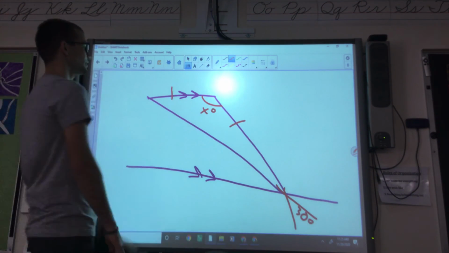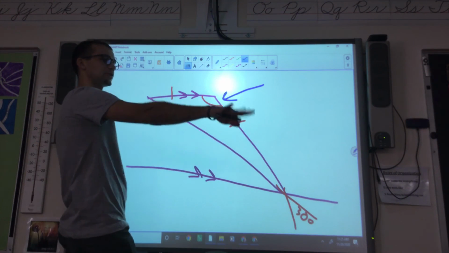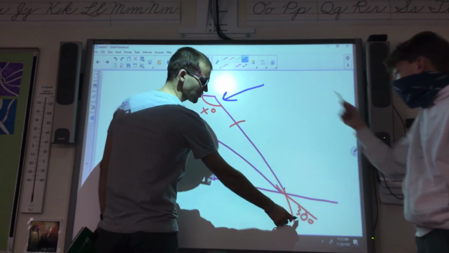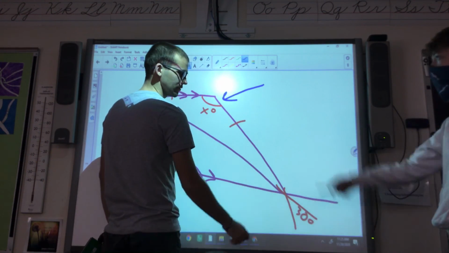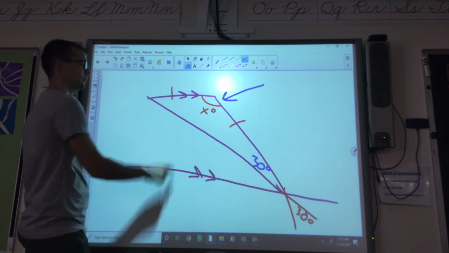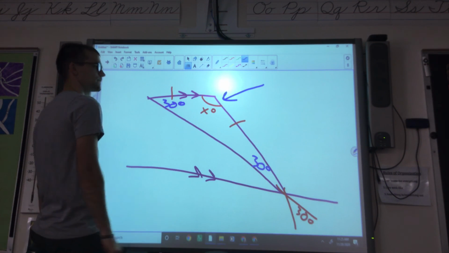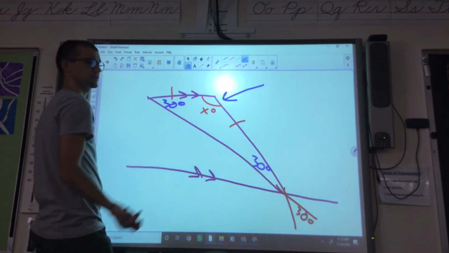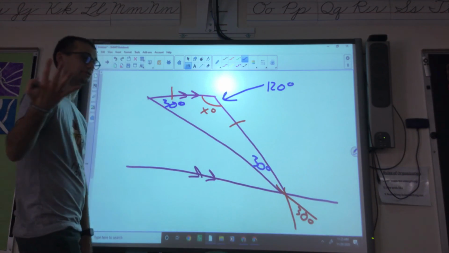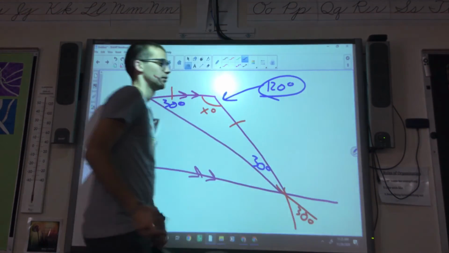Okay, 30, 30, which makes that. What do you mean 30, 30? This is 30, which makes that 30. Why is this 30? Because they're vertical angles. So that's 30, which makes what? The other side 30, which makes that side 120. Yep, because 30 plus 30 is 60, so that makes this 120, and that's your answer. And you're good to go.